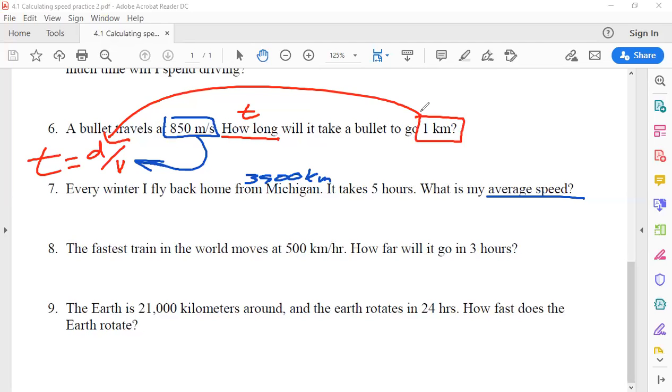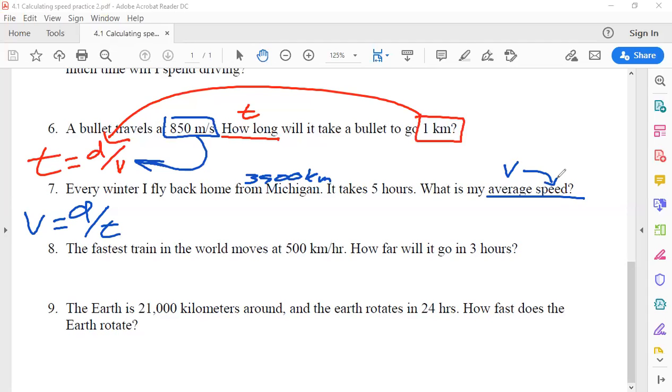For speed, I use my V equation. V means speed for now. Later it will mean velocity. We talked about this. V equals D over T. That's the equation I use because V means speed. V equals D over T.